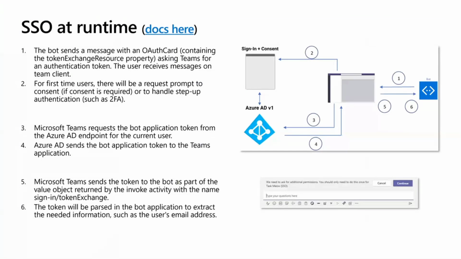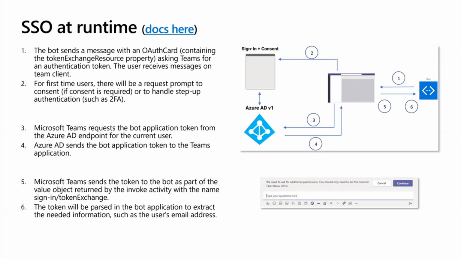So let's quickly go through the flow for SSO at runtime, and this is all documented on MSDN. And I've also linked the docs from this page, and we'll make sure that they're included as part of the blog post that Dana sends out with all of these meetings. So briefly, here's the flow. Here are the 6 steps that happen.